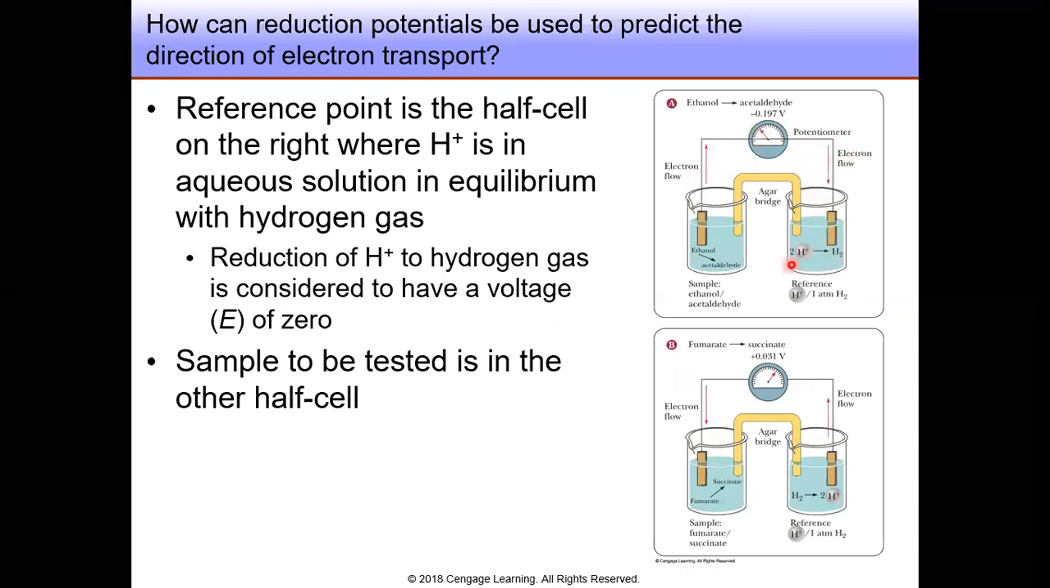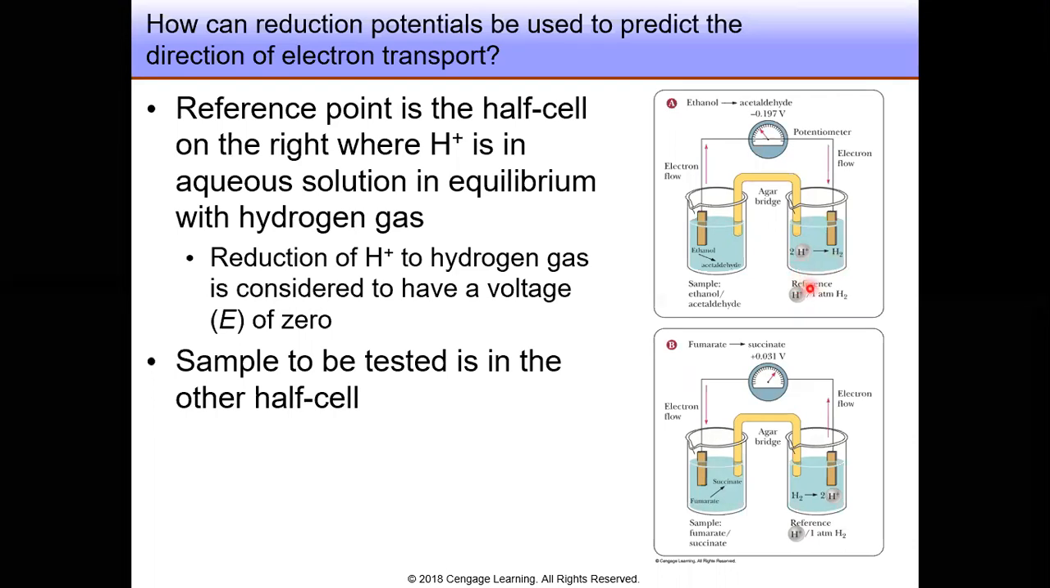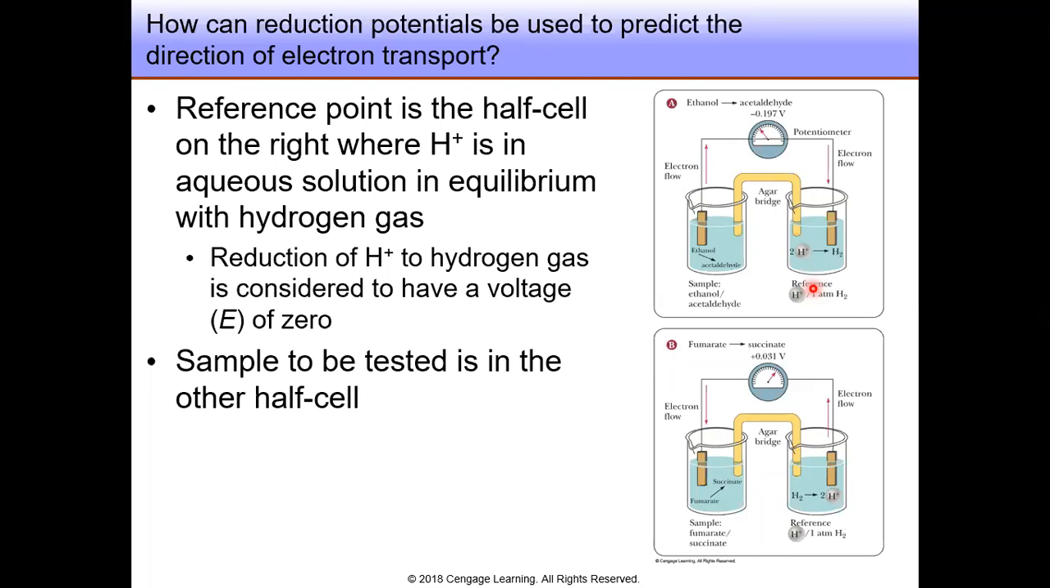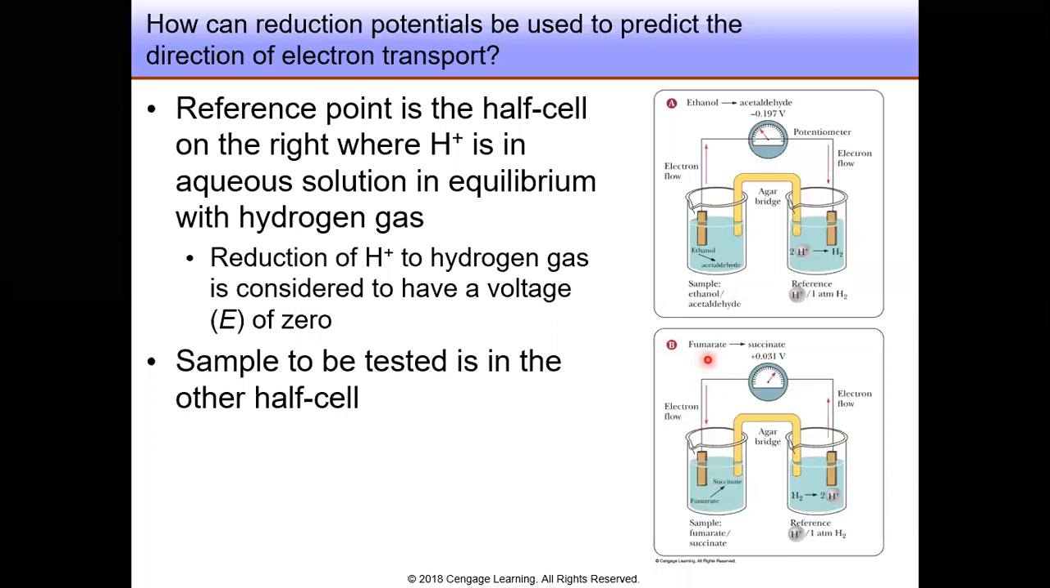So here H plus is reduced to hydrogen gas. Therefore, the hydrogen H plus pair has a higher reduction potential than the ethanol acetaldehyde pair. That's why electrons flow from low to high reduction potential. Now, if we look at B here, the reduction of fumarate to succinate, we put this in the sample.